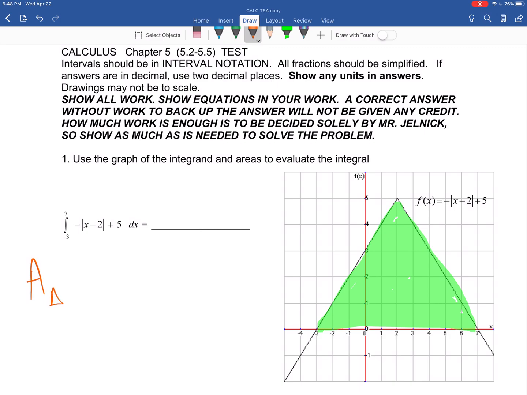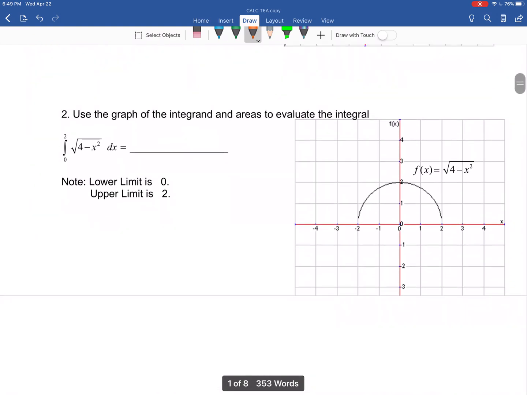Area of our triangle: we've got 1/2 base times height. What's the base on this? 3 and 7, that's going to be 10. What's the height on this? Right down there. 1, 2, 3, 4, 5. That's it. We've got it. 5 times 5, 25. That's our first answer.